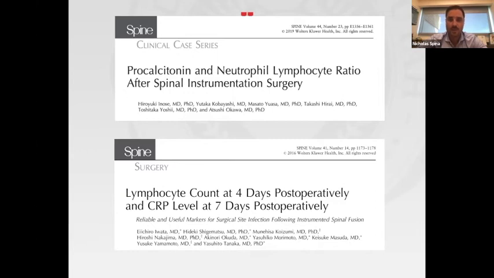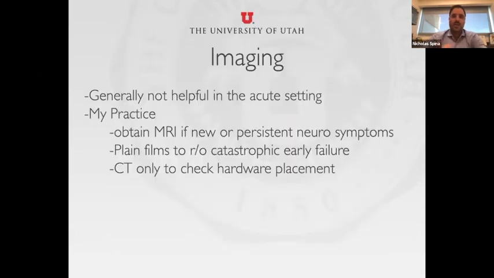I think there are other markers that can be used and are quite sensitive in some studies, and even more sensitive than CRP, depending on what you read. There's also more literature coming out about interleukin-6 and serum amyloid protein as other more accurate diagnostic markers of postoperative SSI. So the last thing that we always do in the workup of our postoperative patients is obtain imaging.